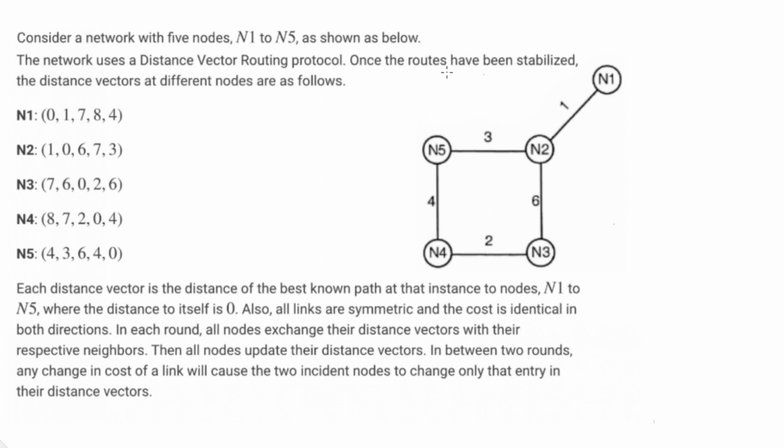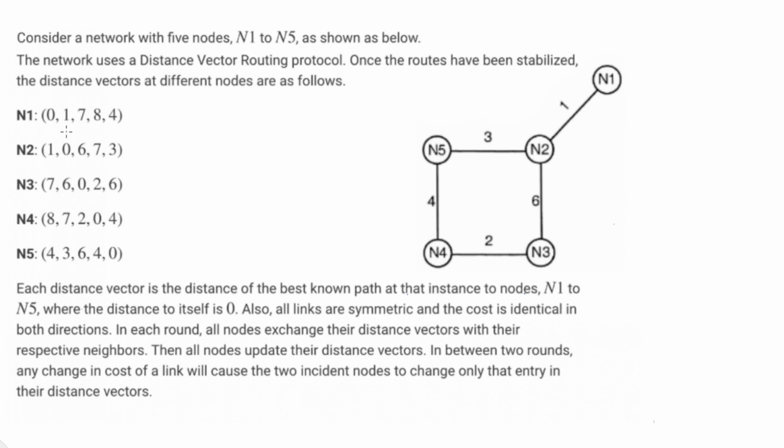Once the routes have been stabilized, the distance vectors at the different nodes are as shown. So these are the distance vectors for every node once the route is finalized. Now what they are saying is that each distance vector is the distance of the best known path at that instance to the node. So this distance vector is basically telling us what is the distance from n1 to n1, which is 0, what is the distance from n1 to n2, which is 1, like that.